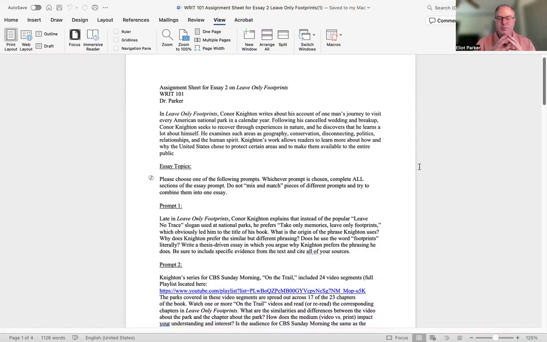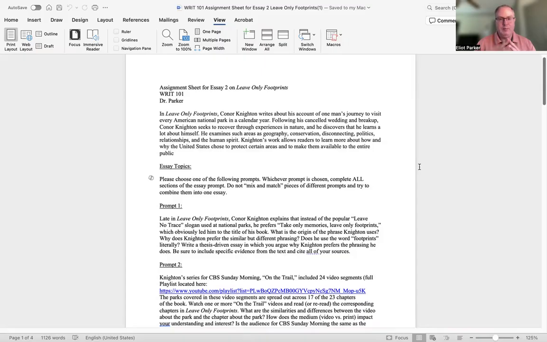I took these prompts from really three main areas. One is the comments that Conor made at Convocation. If you remember, many of you went to his Convocation speech back in August over at the Pavilion. Some of the items he talked about in his speech, I made into a prompt. I took some of those basic ideas and made them into a prompt.